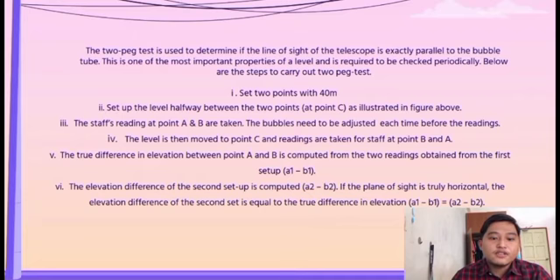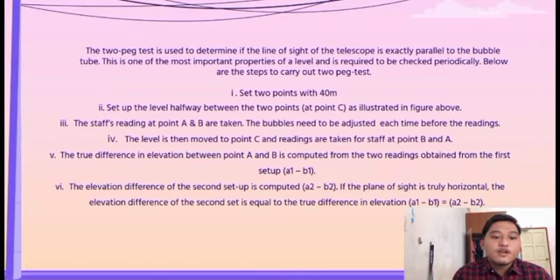First, set two points 40 meters apart. Number 2, set up the level halfway between the two points, at point C, as illustrated in the figure above. Number 3, the staff readings at points A and B are taken. The bubble needs to be adjusted each time before the readings.